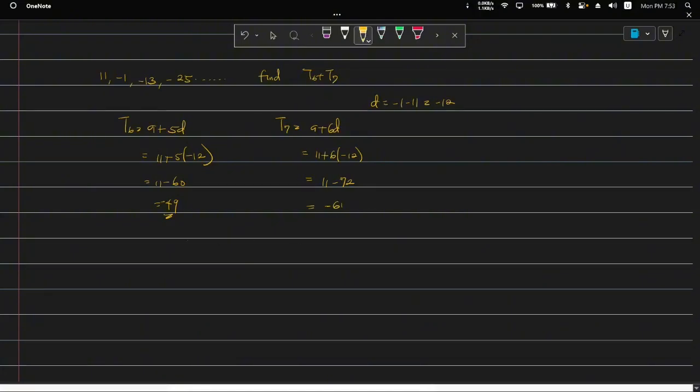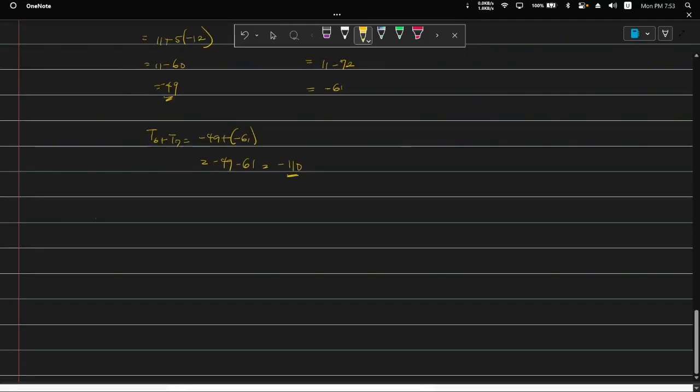So the question says T6 plus T7. So I can say T6 plus T7 is going to be equal to minus 49 plus minus 61, which is equal to minus 49 minus 61, which gives us minus 110. Yeah, let's go on to the next thing under AP, something called sum of APs.